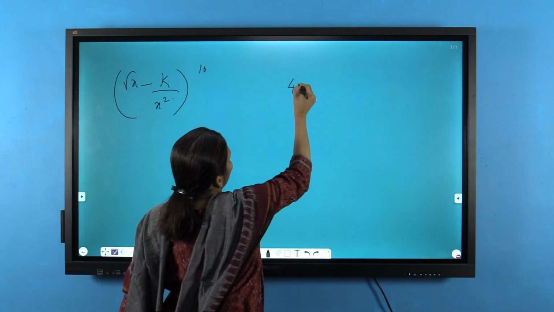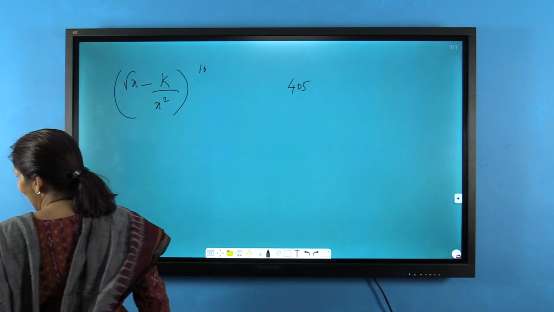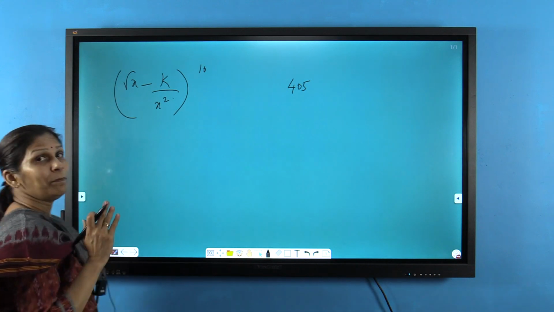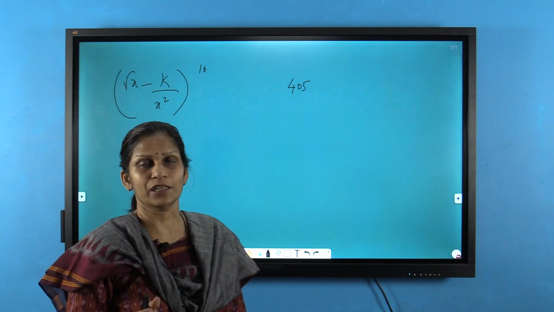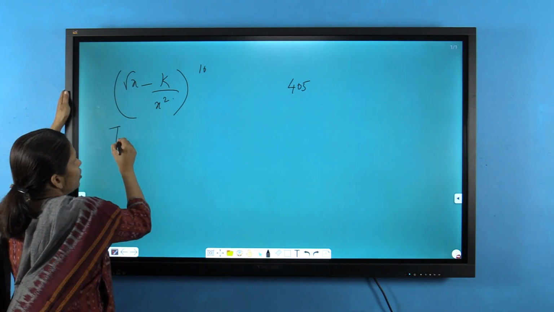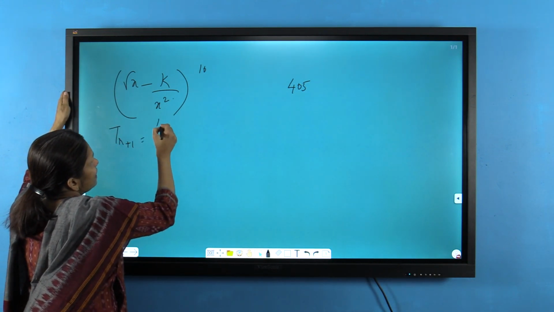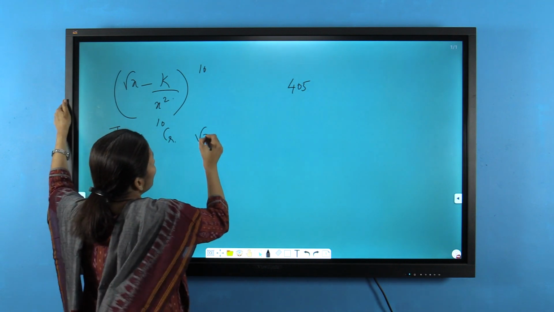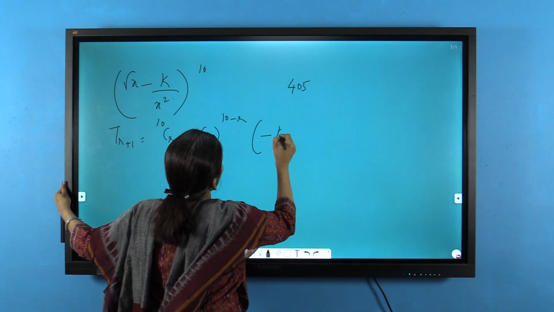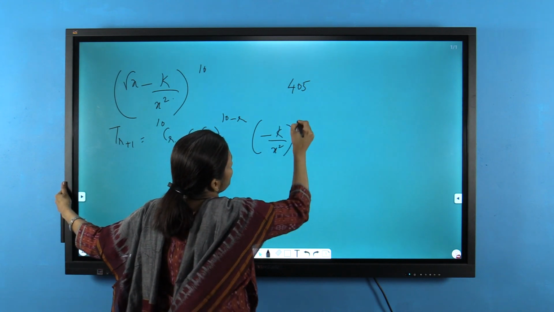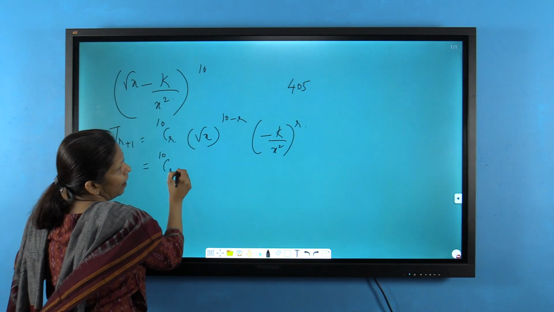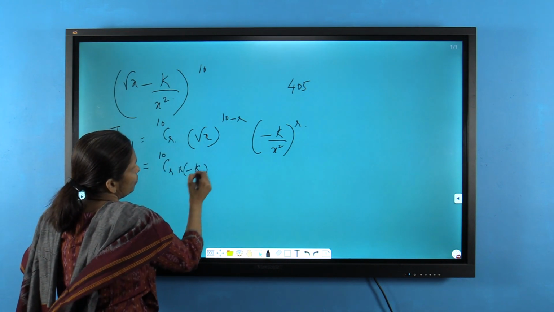Is 405. Find the value of k, if the term independent of x in this expansion. So, let the term be the (r plus 1)th term. So, what is it? It is 10Cr root x raised to 10 minus r and minus k by x squared raised to r. Write the terms without x first: 10Cr into minus k raised to r.